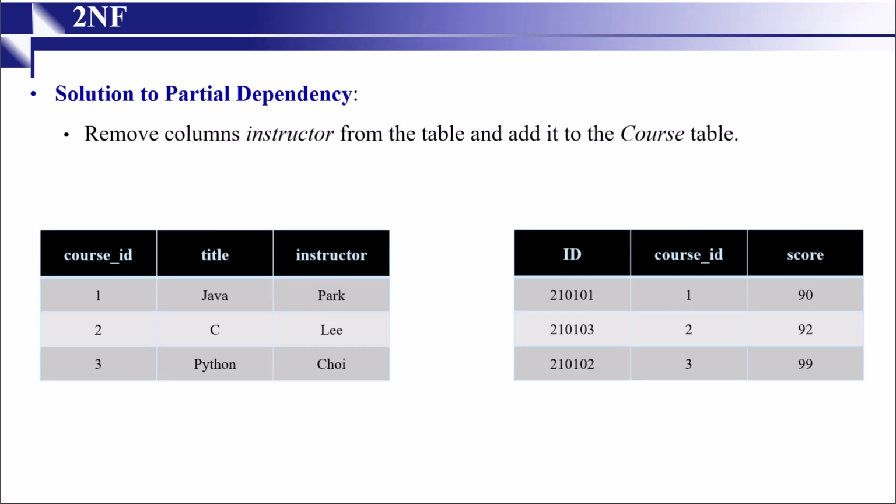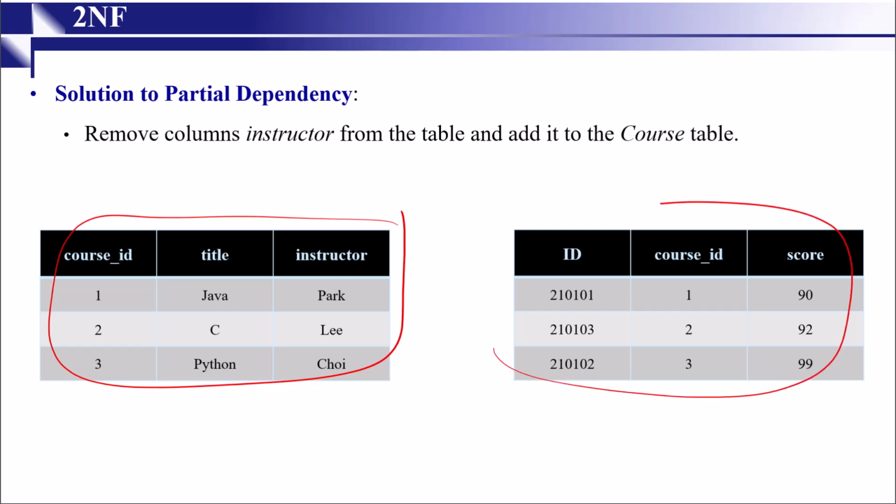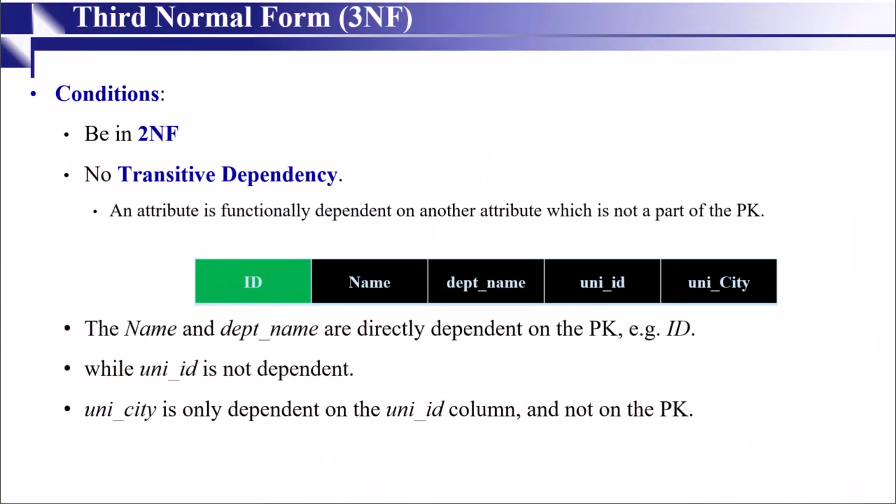We move the instructor to a course table. You can see here, we call it the course table, and instructor and course ID go into here, right? This eliminates the partial dependency, making both tables 2NF compliant with no attributes depending on just part of the key. Next, we go for third normal form or 3NF in short.